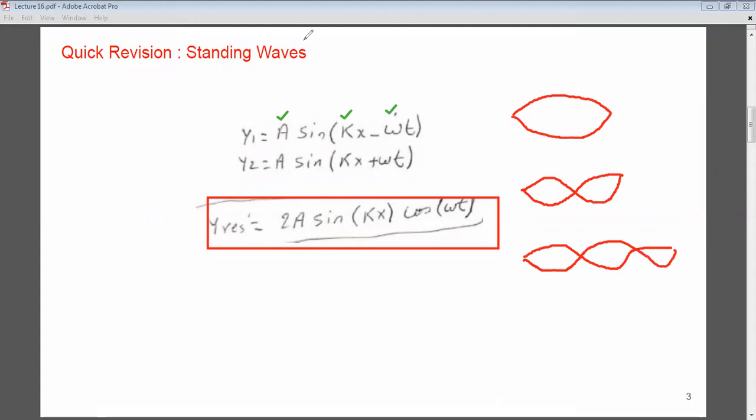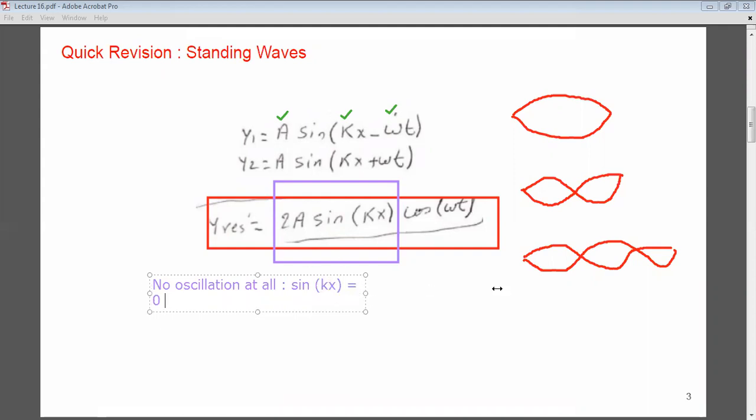Now, what do we have here? Let me use a different color. This is the amplitude of the oscillation at each particular value of x. And we notice that there are points where there is no oscillation at all. When does this happen? This happens when sine kx is equal to 0. When is the sine of a function equal to 0? This happens when kx is equal to n times pi.